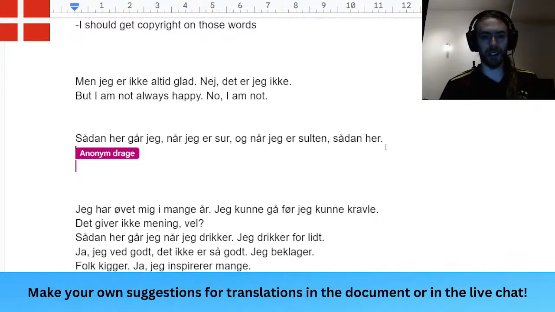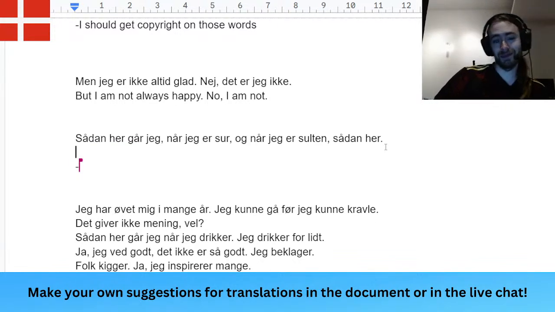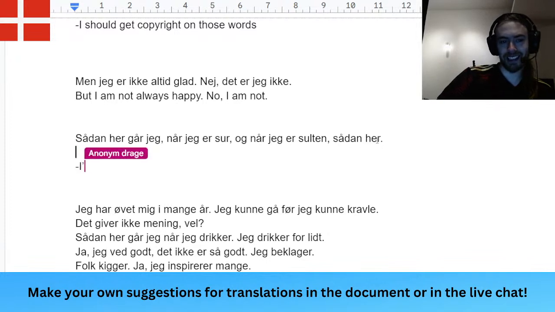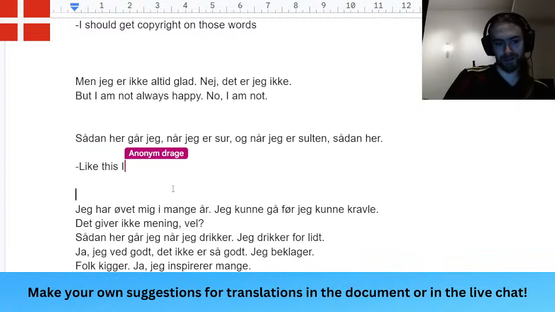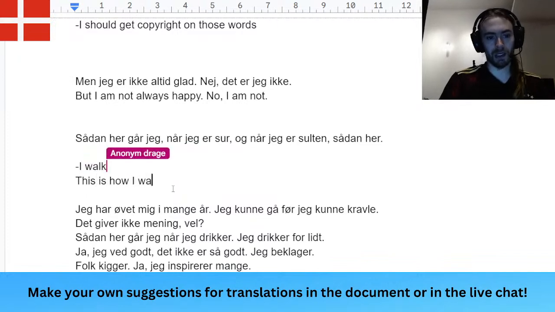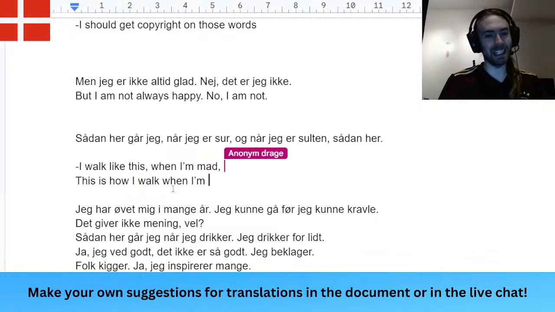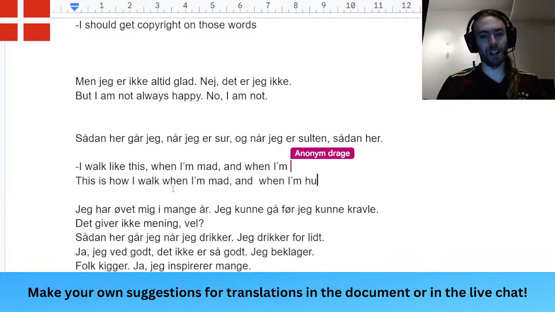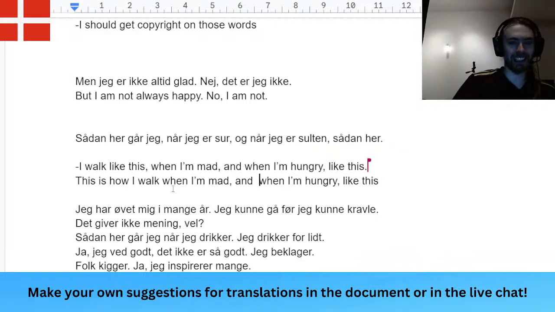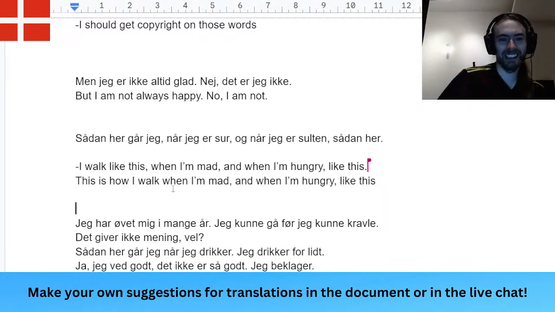Sådan her går jeg, når jeg er sur, og når jeg er sulten. Sådan her. There's a lot of sådan in this one. Yeah. More like, this is how I walk when I'm sur. Mad, that's right. And when I'm hungry, like this. Right? That's it. Very nice. It's funny seeing two lines. But that's basically how it is. So sur is mad, but it's also sour. If you have like a lemon or something. Oh, the sur, it's sour.